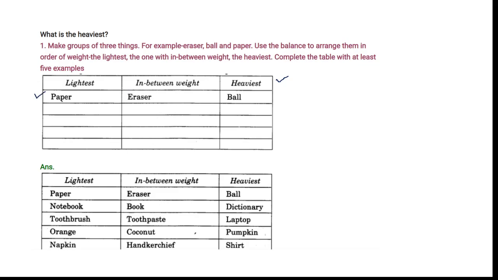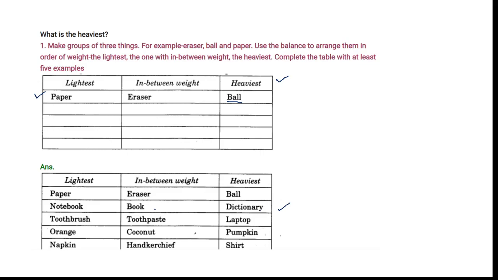So in lightest, if you see paper, eraser and ball, paper weight will be the lightest. So here I have written paper. And in between weight will be of which one? In between weight will be of eraser, its weight will be in between paper and ball, and heaviest weight will be of ball. So I have written ball over here. Same like that, here you can see some more examples. Notebook will be lightest here, and book in between weight, and here dictionary will be heaviest. So I have written it under the heaviest column.